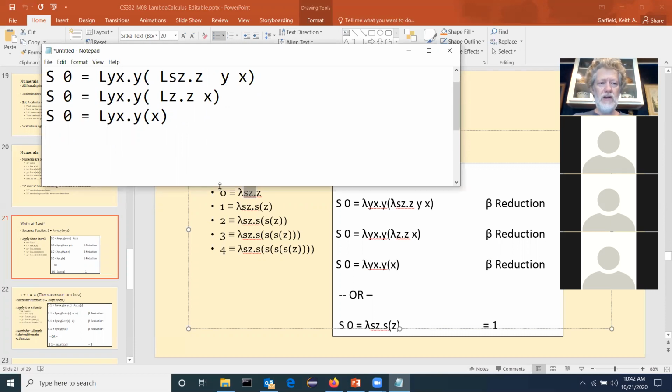Now remember, we're only caring about form. We don't care what the actual names of these variables are. So I could replace the y and the x with s's and z's if I wanted to, and I get sz dot sz, which we said is what we're going to call 1. How cheap is that?